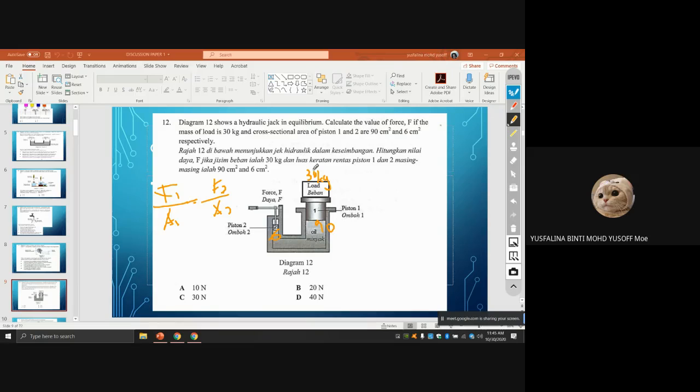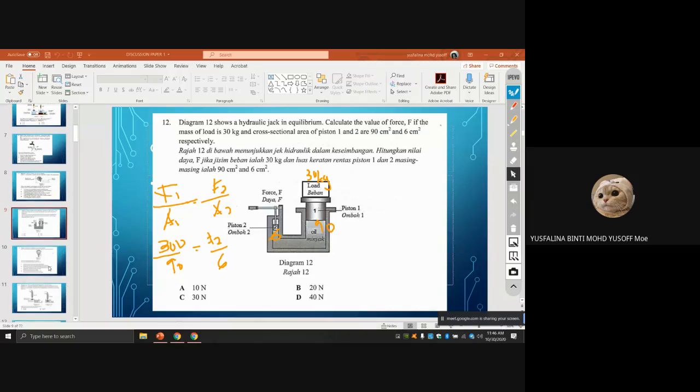Okay, so load is changed to Newton first, so 300. Divide by 90, equals F2 divided by 6. So you cross multiply, and you get F2 equals 20. So the answer is B.